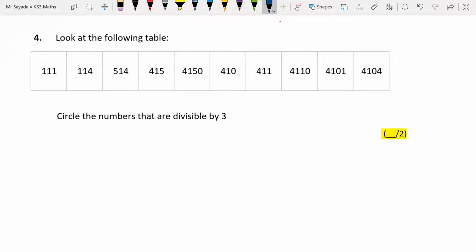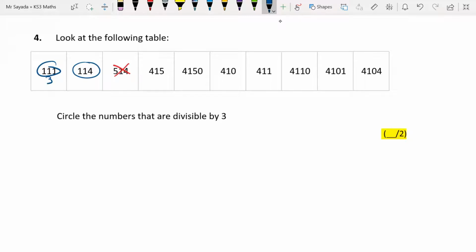So let's do that. 1 plus 1 plus 1 is 3, and 3 divides by 3, so that divides by 3. 1 plus 1 plus 4 is 6, 6 divides by 3, so 114 divides by 3. Next one, 5 plus 1 plus 4 is 10, that doesn't divide by 3, so 514 does not divide by 3. Next one. But at this point, if you got the first ones wrong, because you didn't know how to check, pause the video and do the rest, and then press play once you're ready.